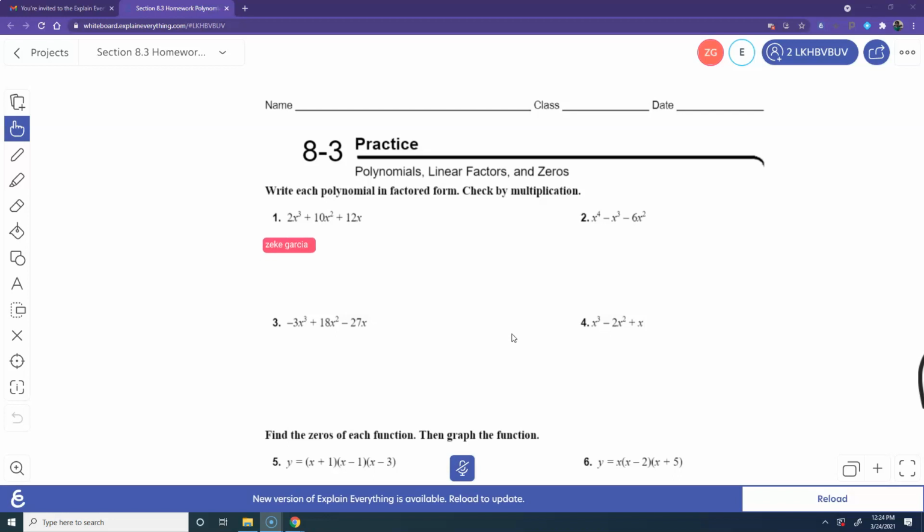I'm going to factor 2x. So I'm left with x squared plus 5x plus 6. And now I'm going to factor x squared plus 5x plus 6 using the factor sum method. I have to get the factors of 6. So I have 2x, we have x plus 2, and x plus 3, and this is in factored form.